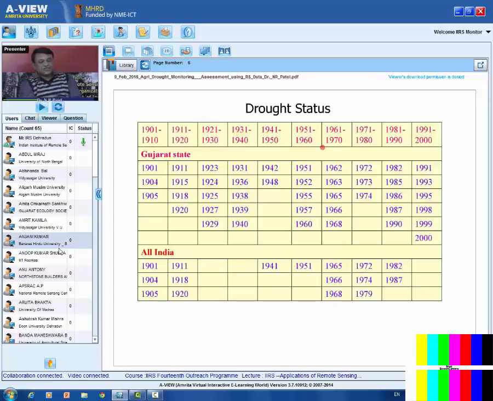If you see the history, the last 2 decades of the previous century were more under drought. Frequent occurrence of drought was there in Gujarat state in particular, but when we see the all India figure, we find the worst drought was in 1987. During 1987, most districts were affected and there was large scale migration of cattle, and a famine kind of situation arose. After 1987, the second worst drought was in 2002.